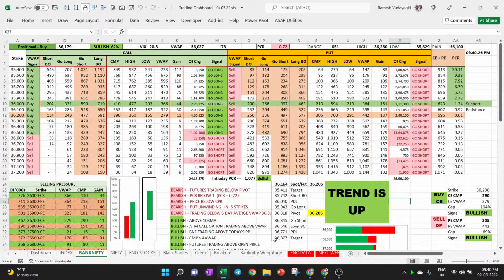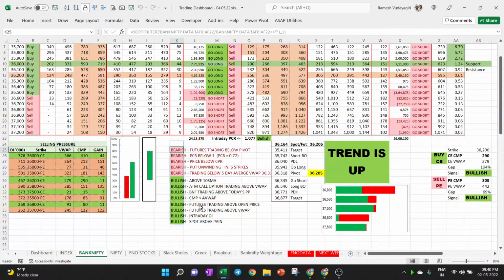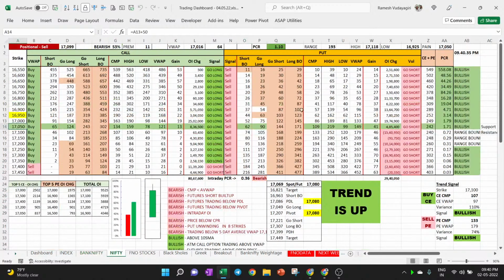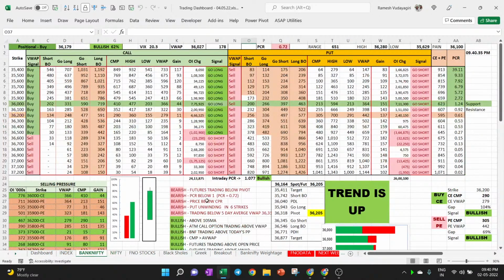And then levels we are giving here. Also, if you see here, I have taken 13 parameters for identifying the trend of Bank Nifty. What I am explaining here for Bank Nifty is available for Nifty also, so there is no need for me to explain it again. Everything is the same there. These 13 parameters tell you whether the market is trending on the upside or downside.